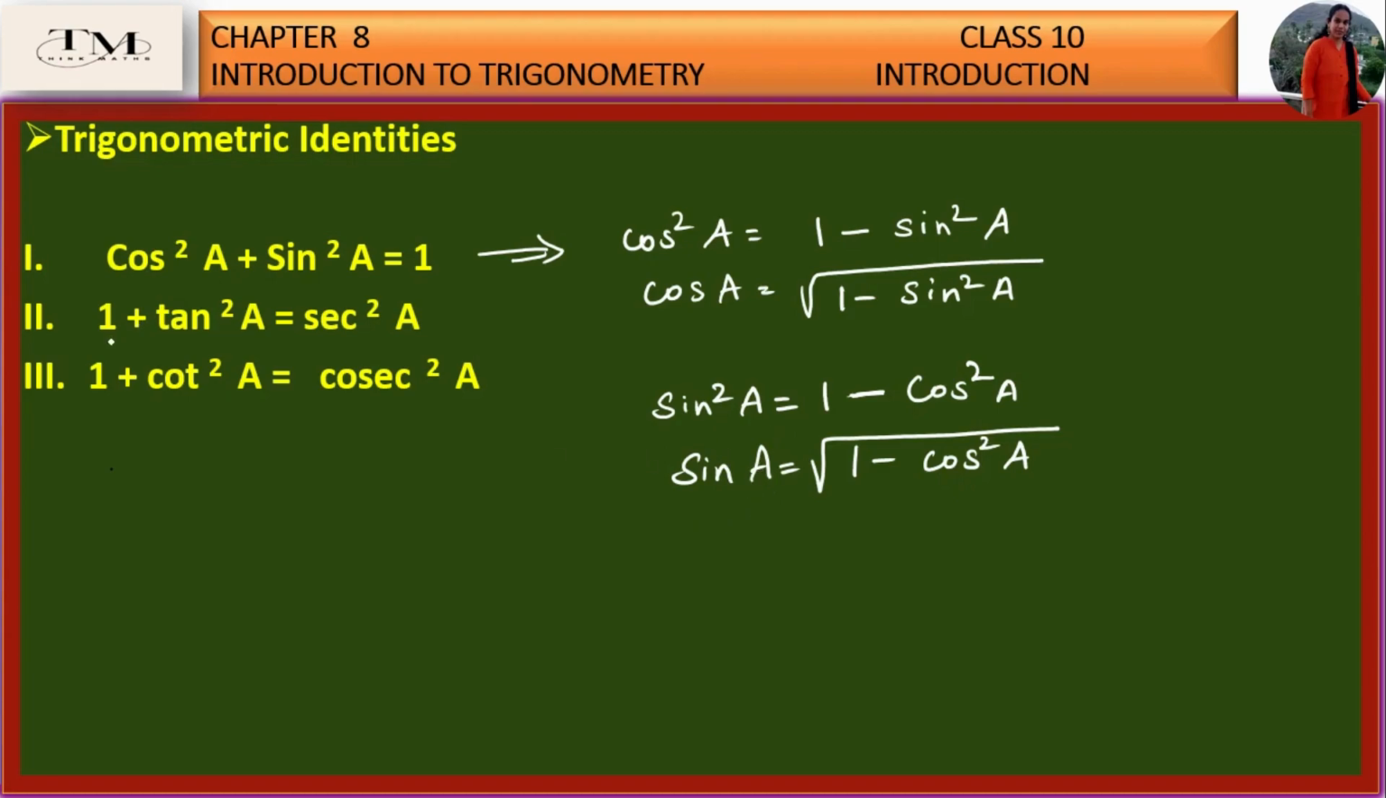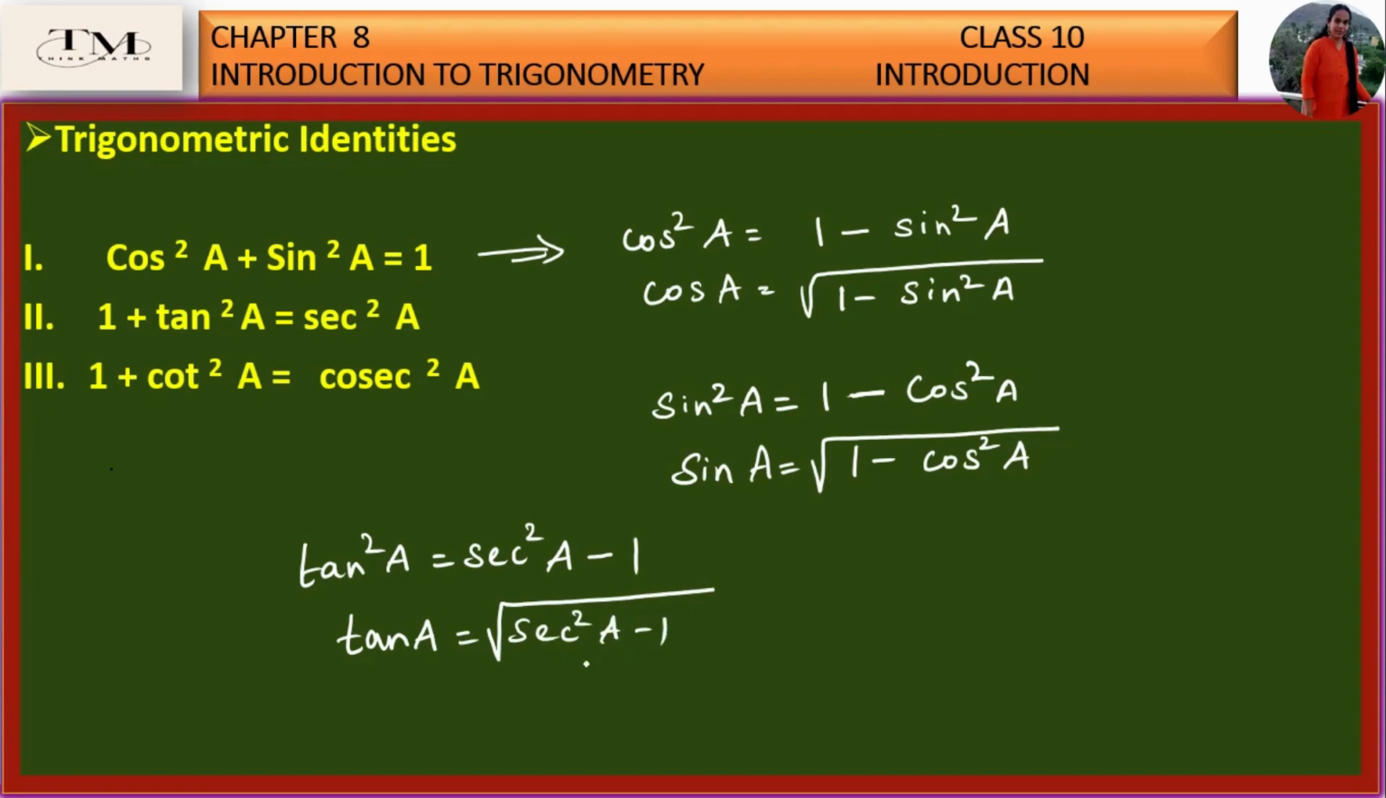In the same way, we have 1 plus tan square A equal to secant square A. So tan to secant. So tan square A will be equal to secant square A minus 1. So taking square root, tan A, this power 2 will be cancelled. It will be square root of secant square A minus 1. So this is the relationship between tan and secant. So tan will be converted to secant form.